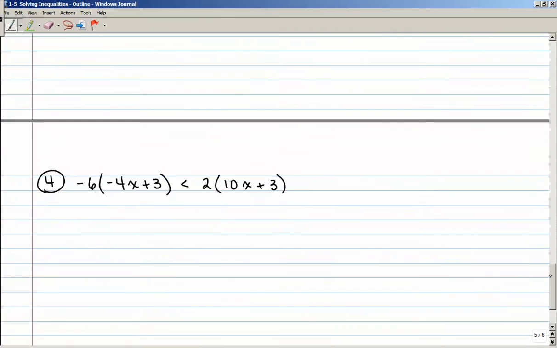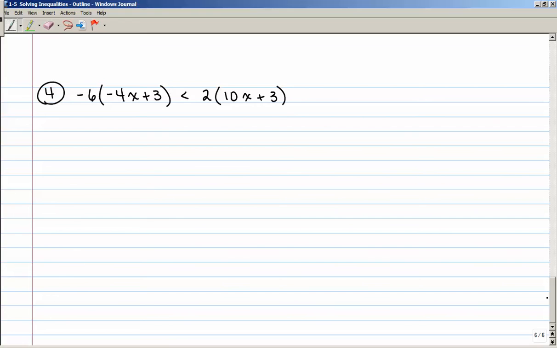Great. And our last example here involves parentheses and the distributive property. So let's get rid of those parentheses first. That's going to give me 24x minus 18 is less than 20x plus 6. I will subtract 20 from both sides, and that'll give me a 4x. And I will add 18 to both sides. That gives me a 24.